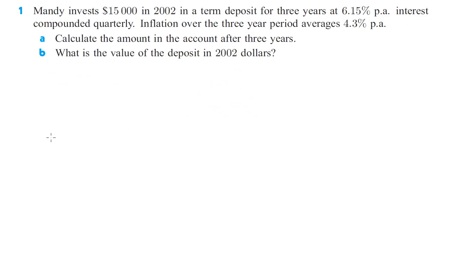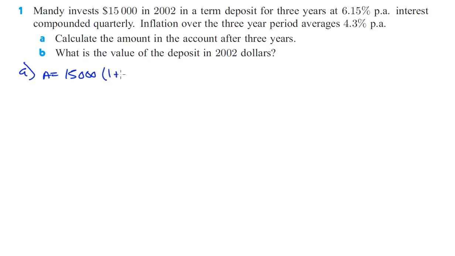All right, number 1, Mandy invests $15,000 in 2002 in a term deposit for 3 years at 6.15% interest compounded quarterly. Inflation over the 3-year period averages 4.3%. Calculate the amount in the account after 3 years, and what's the value of the deposit in 2002 dollars. All right, so first thing, let's figure out the amount that she invested is $15,000.